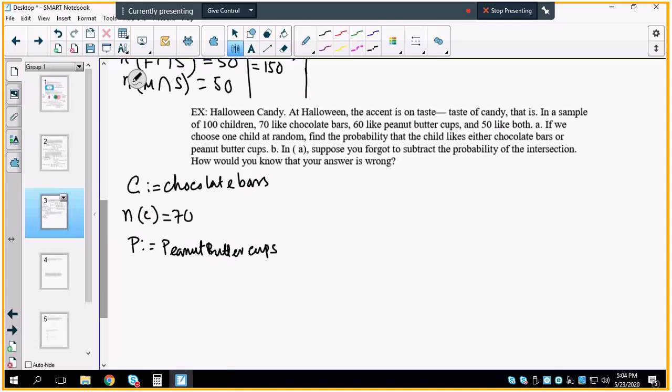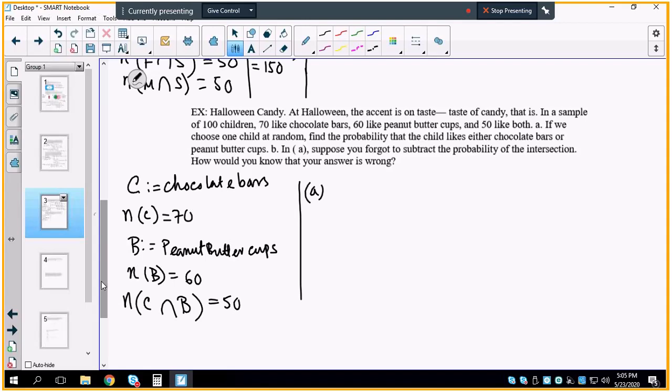And we know the numbers. So I'm going to call it B because otherwise I will confuse it with the probability P. So number of peanut butter cups is going to be 60. And then the third condition is 50 like both. So number of chocolate bars and peanut butter cups, and I use intersection, is 50. So let's see whether we can find the probabilities.